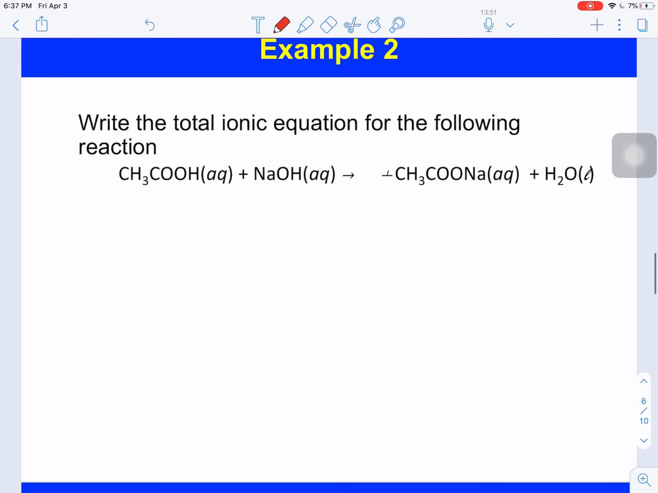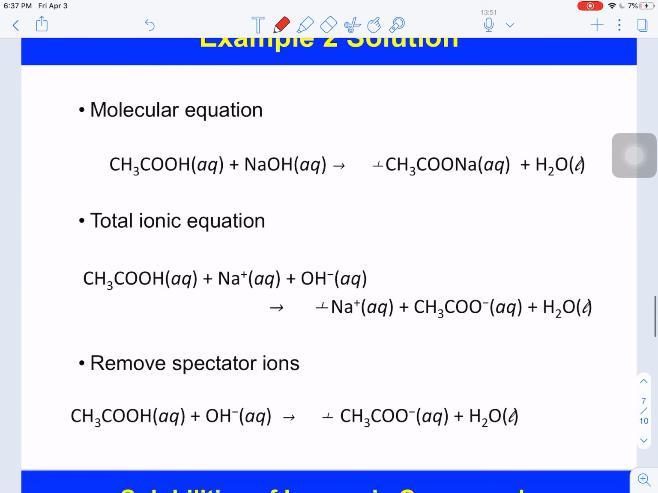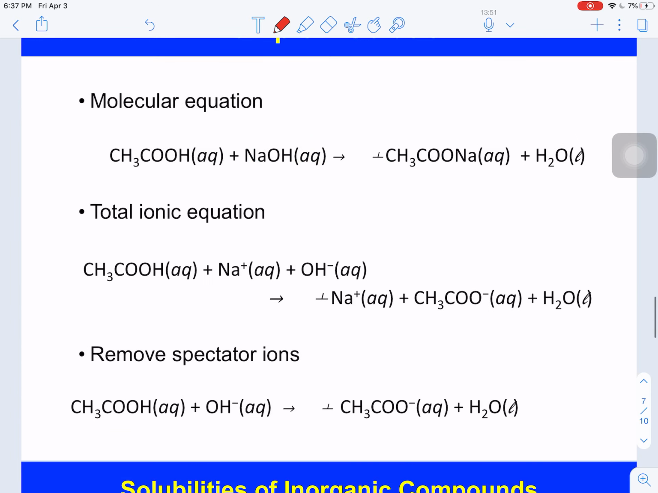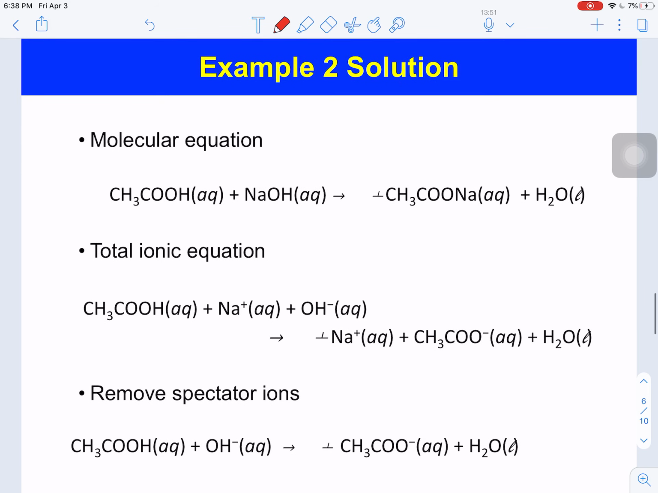This is another example. If you guys would like to try it, feel free. The answer is here if you guys want to check your work. Just keep in mind, certain things changing due to how strong of an acid they are or how weak of an acid they are.